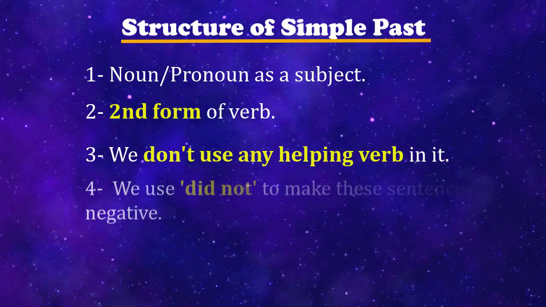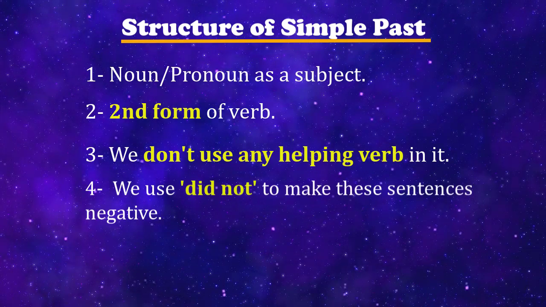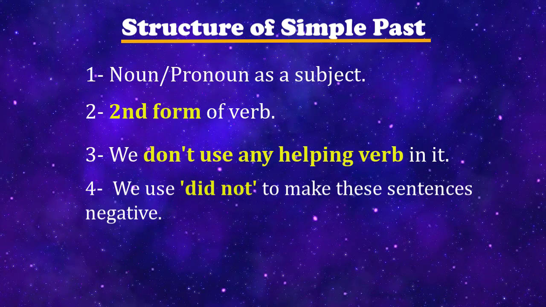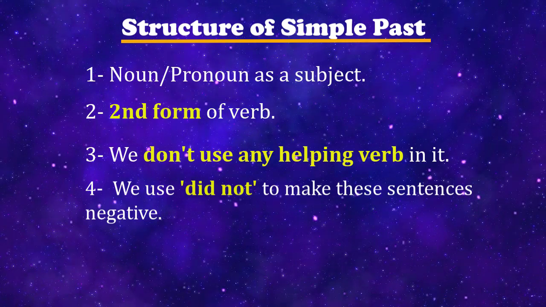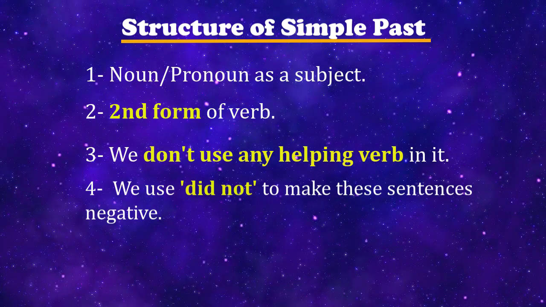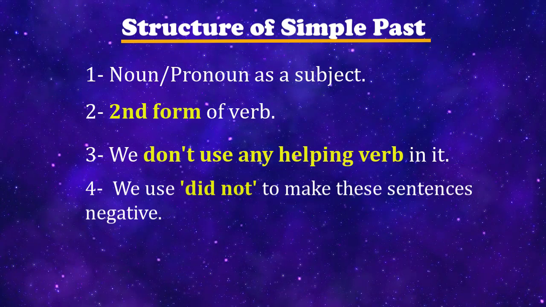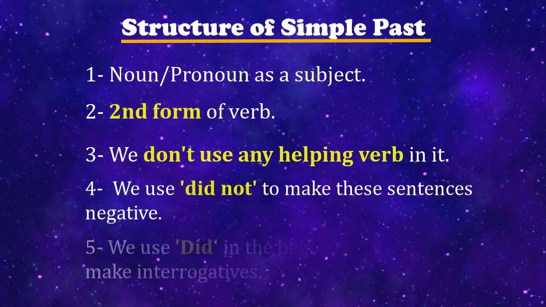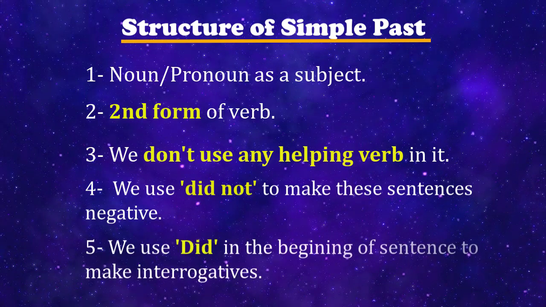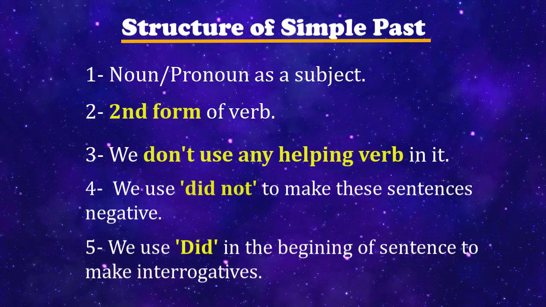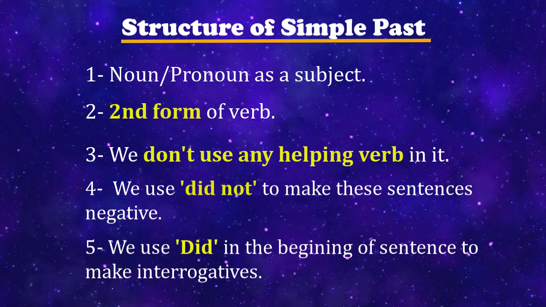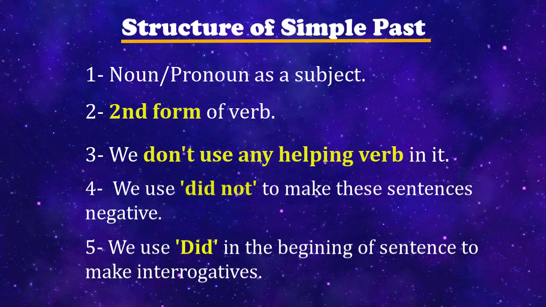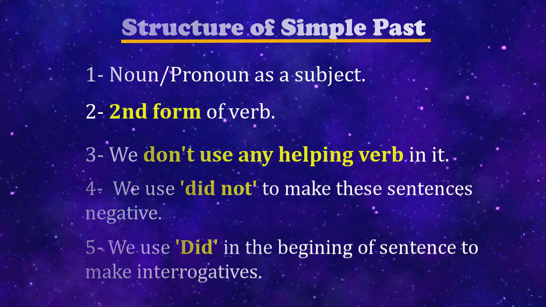The next rule is that we use did not to make it negative. Because we do not use any helping verb in it, we just add did as a helping verb and not to make it negative. And to make interrogative sentences, we put this did in the beginning of the sentence, and this did is the identification of a sentence in indefinite or simple past tense.